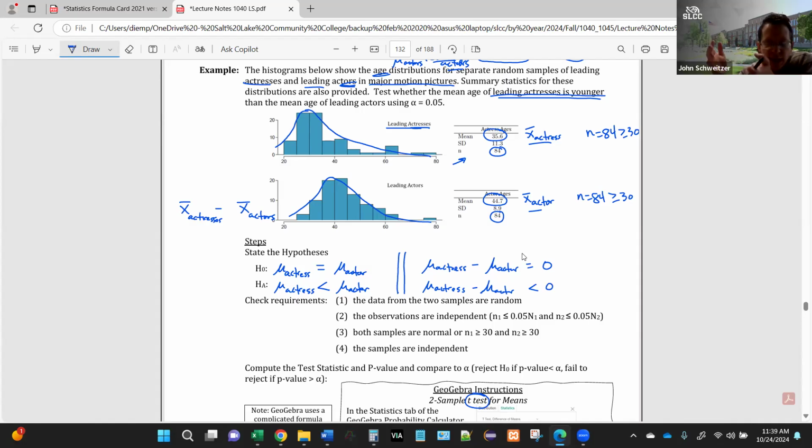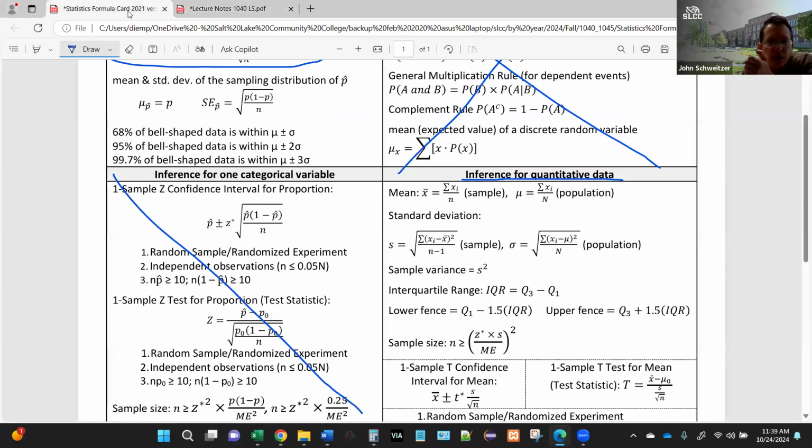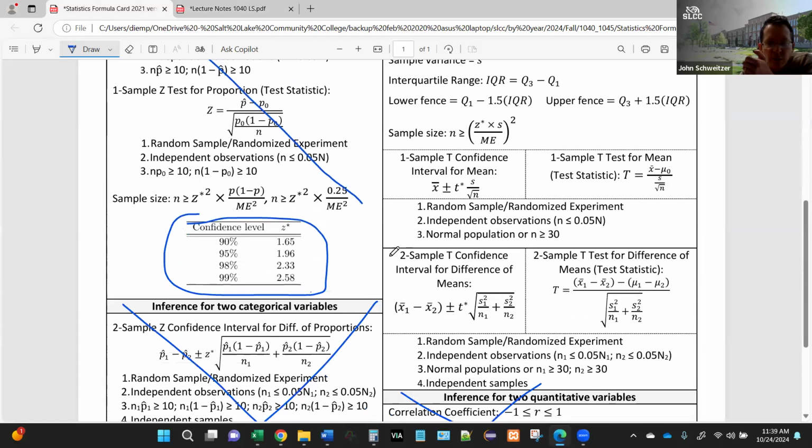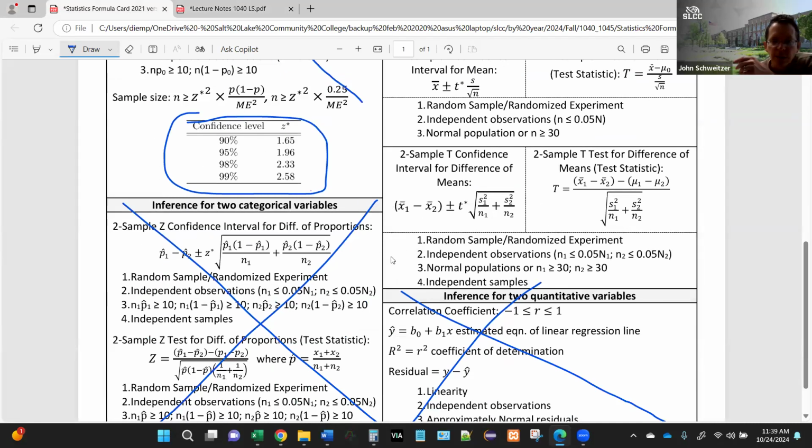Well, we can, if the conditions are met, right? So what are the conditions? Just like with all of these other inferences that we've done all semester, we're going to have to be checking the requirements before we do this. Okay, so the requirements are here on your formula card. You don't need to memorize them. So make sure you bring this with you to the exam.